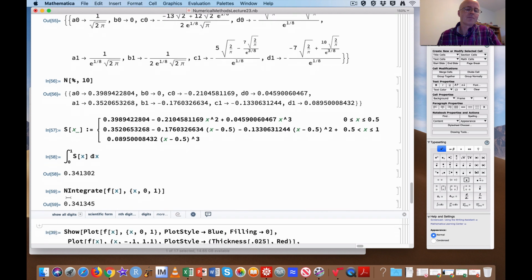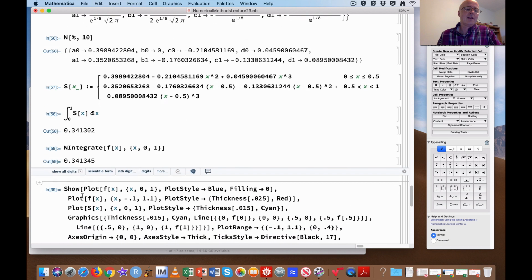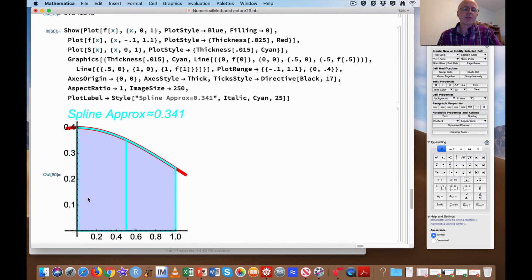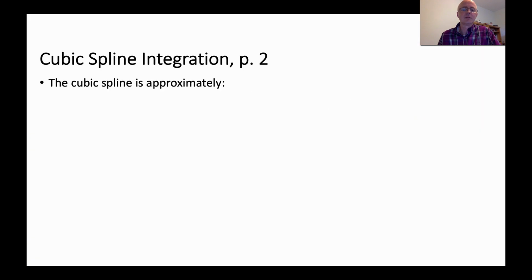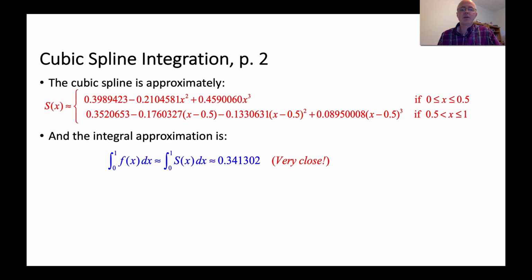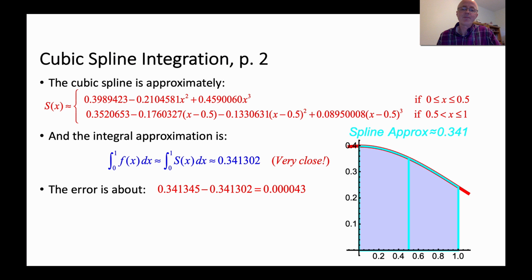cubic spline. Okay. Here's a plot of the cubic spline with the original graph, spline approximation. It is in 2 pieces. These are now both cubics instead of quadratics. I've got that graph on here as well. The approximation is 0.341302, very close. The error is 0.000043. The approximation is a bit too small, actually.